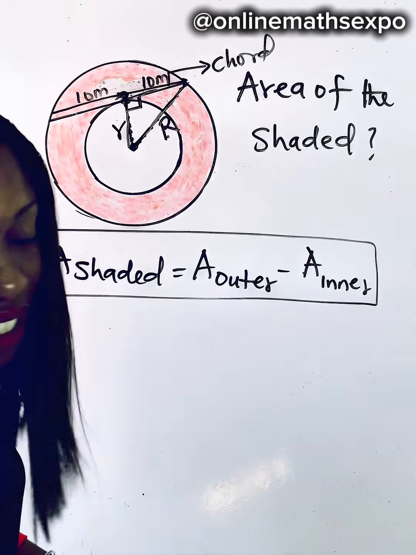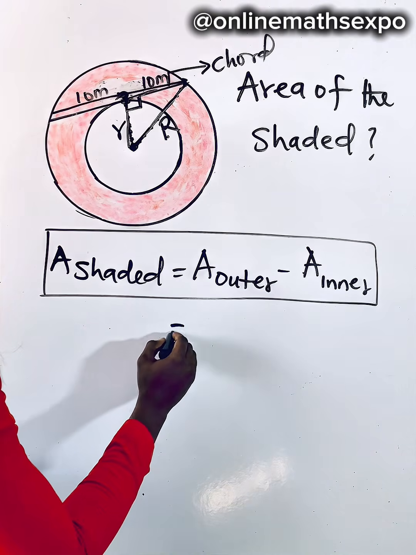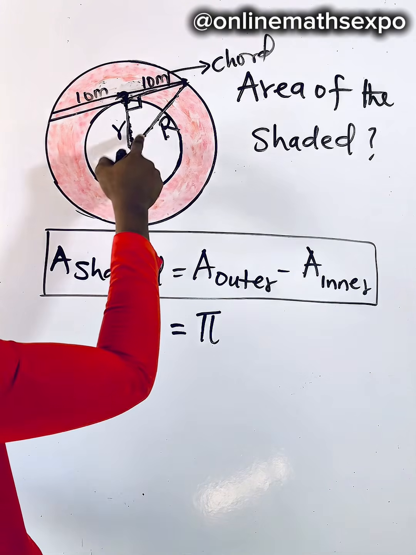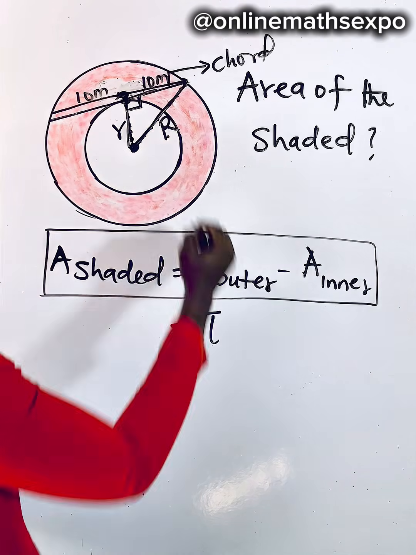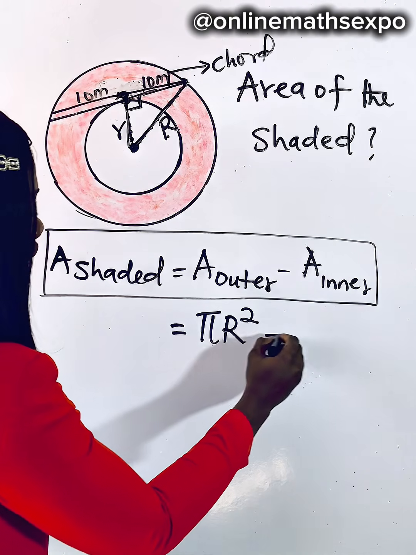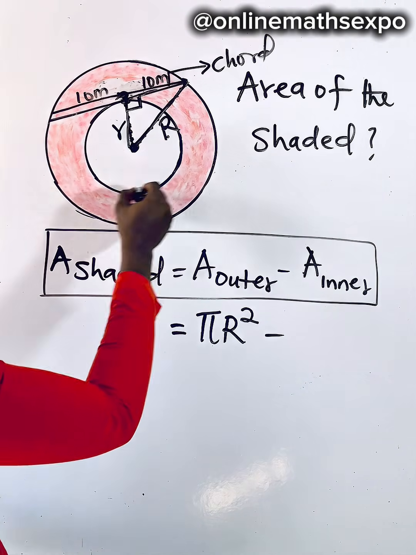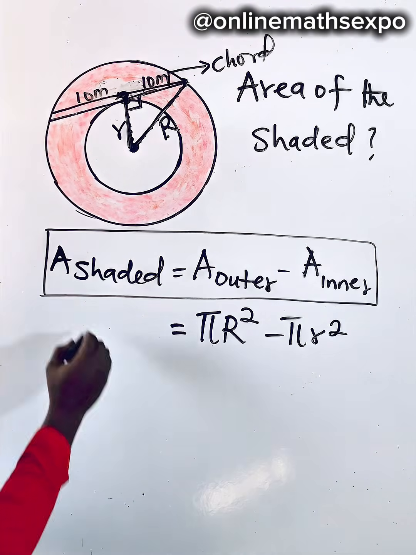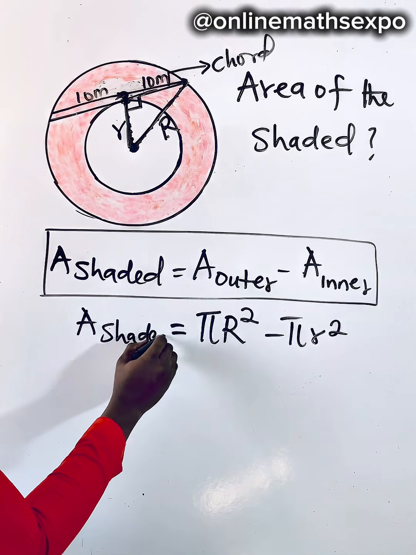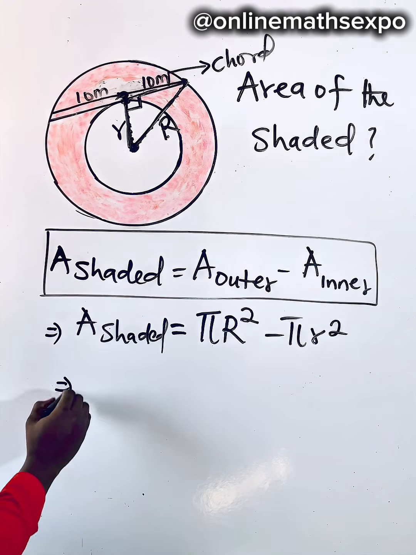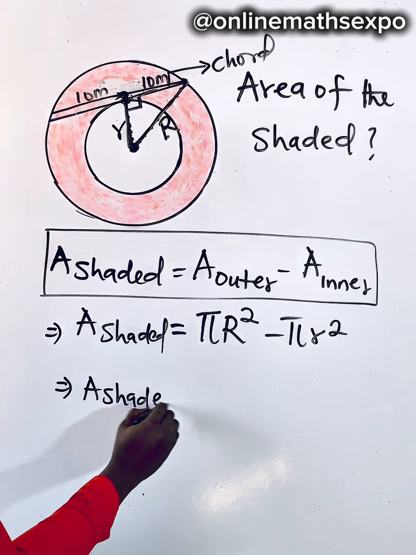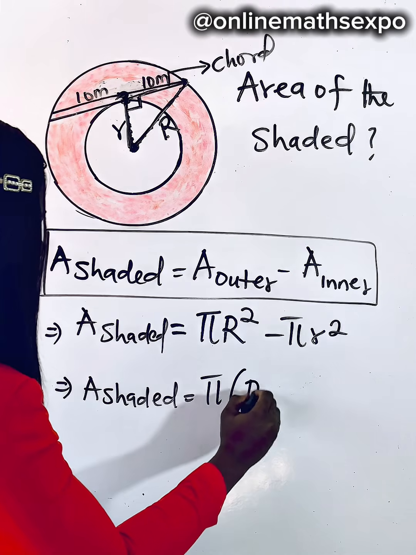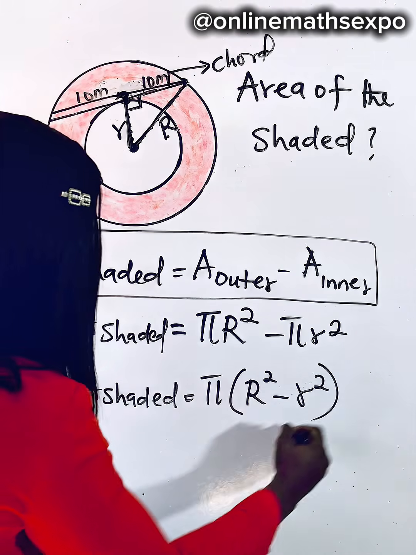Going back to this statement, we have it that the area of the outer, this is the outer one, will be pi, the radius is this one, the radius of the bigger one, so we have pi R squared, minus the area of the inner. This is the inner, and this is the radius, so it's giving us pi small r squared. That is for the area of the shaded. If you simplify this, we have area of the shaded is equal to pi, let's factor pi out, into R squared minus this small r squared.